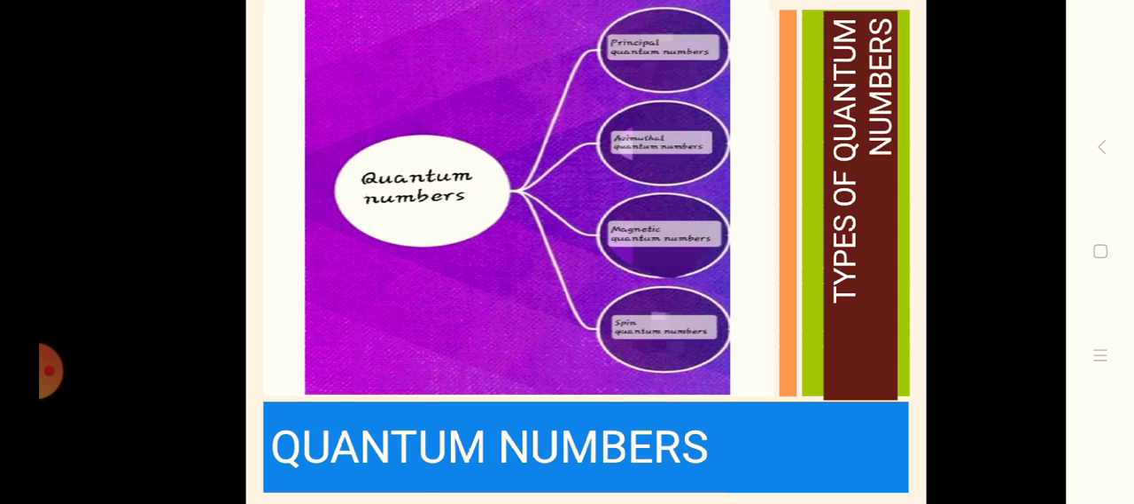Today let us learn quantum numbers from atomic structure, chemistry. Quantum numbers are actually divided into four parts. They are principal quantum number, azimuthal quantum number, magnetic quantum number and spin quantum number.